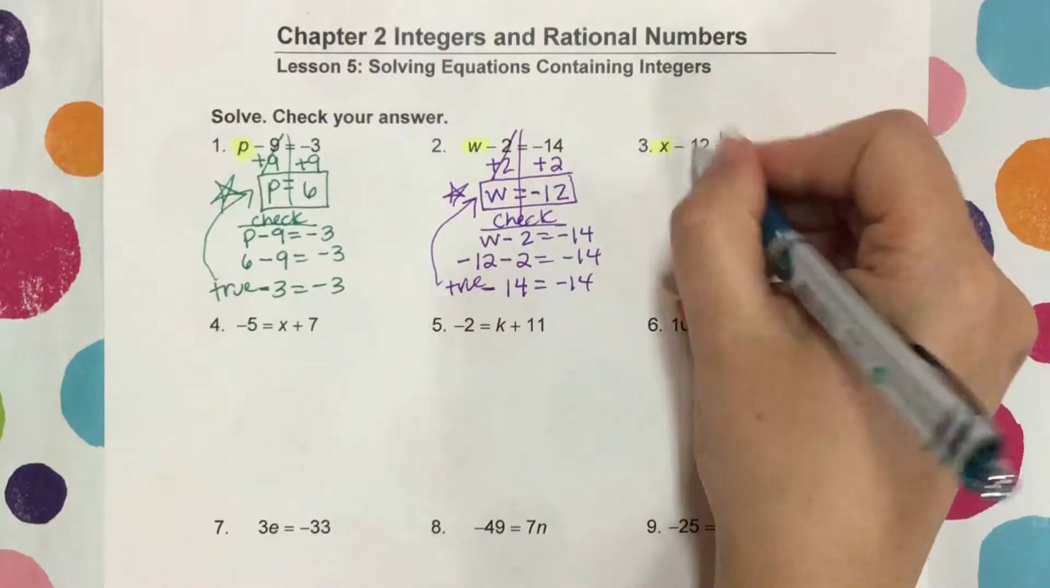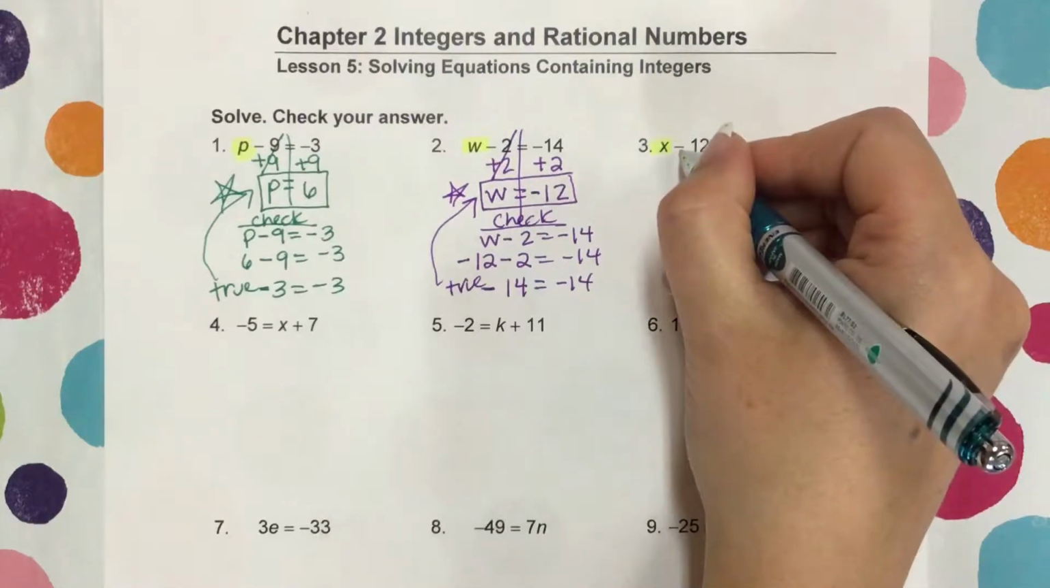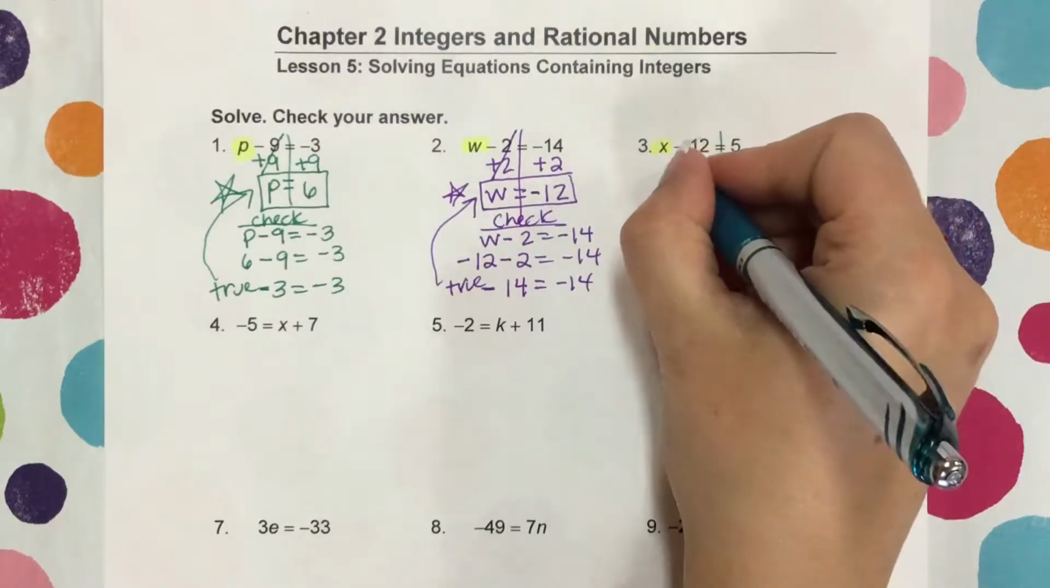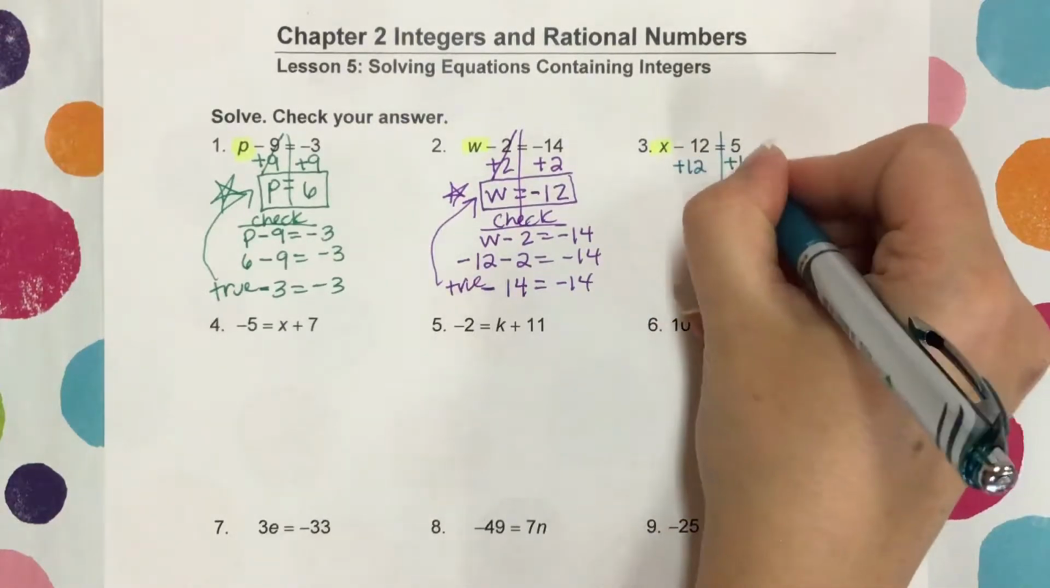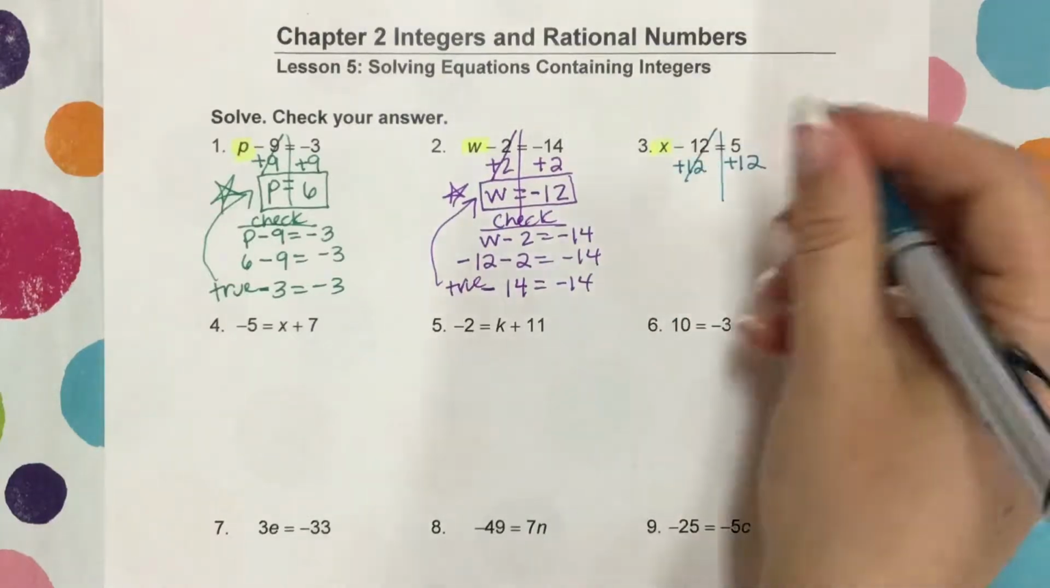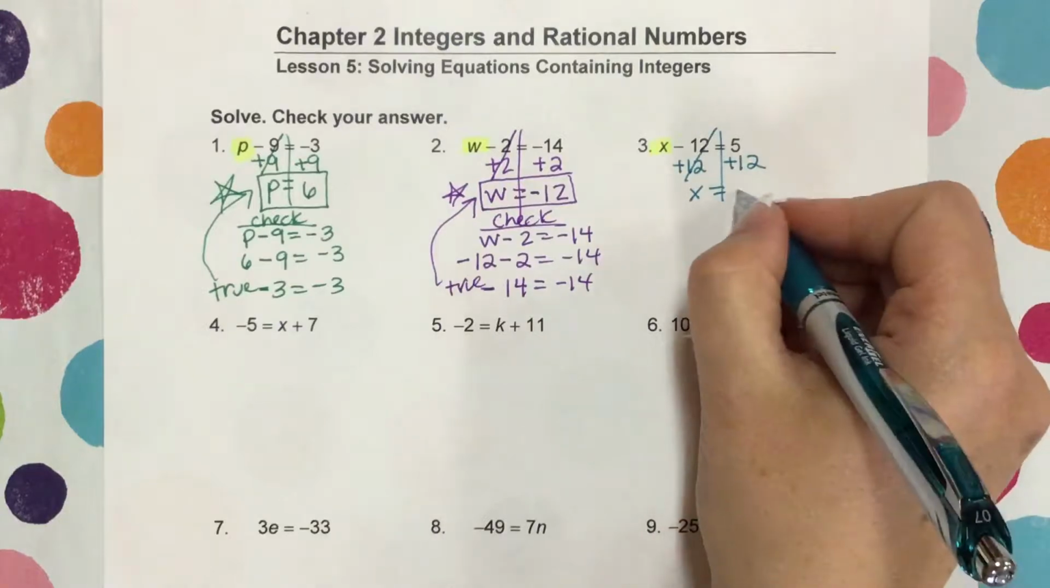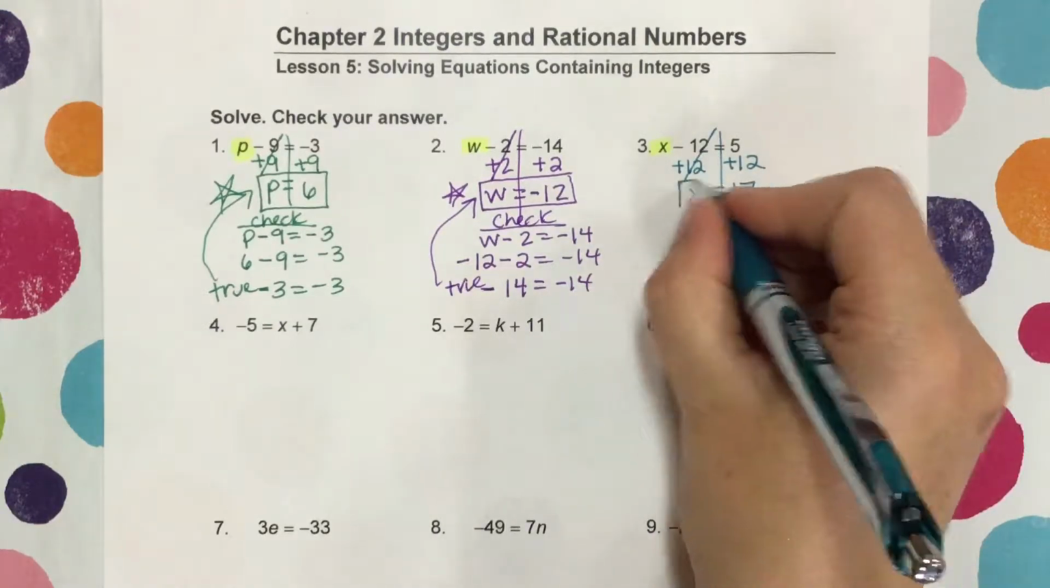So there's this negative 12. How was it related to x? Through subtraction. We have to do the inverse operation of subtraction, which would be addition. We have to add 12 to both sides. That cancels out and becomes 0. We have x equals 5 plus 12, which is actually equal to 17.